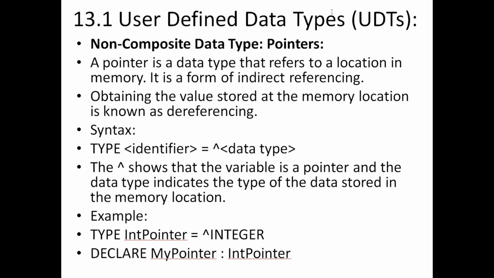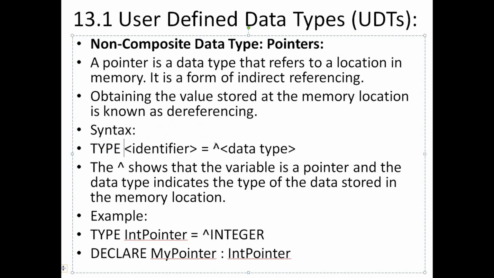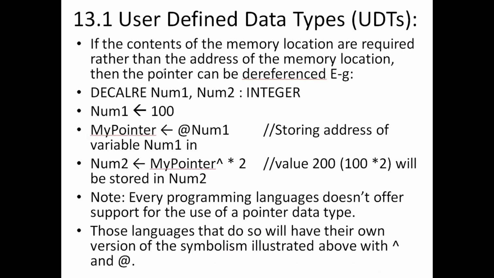Now what is the syntax for making a pointer? We use the type keyword, then we write whatever name we want to give, equals, always use this cap symbol, which shows that this is a pointer, and then you write the data type. The data type indicates the type of data stored in the memory location. That's why we give the data type here. For example, type int pointer, or integer pointer, and the data type for that is integer. Declare my pointer as int pointer.